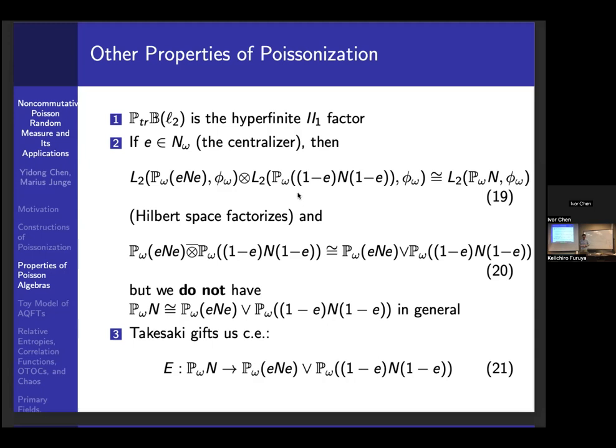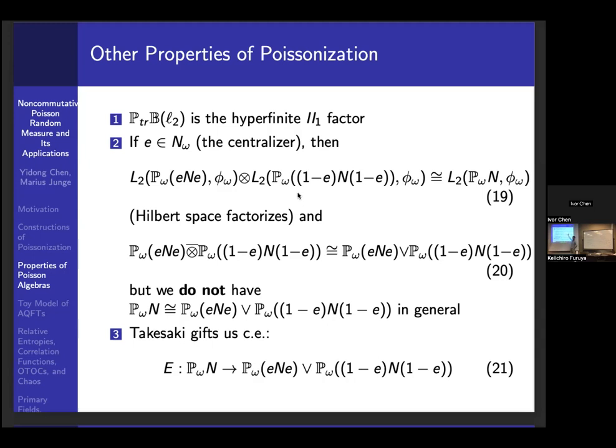Okay, what else? Locality. I don't have time to talk about locality, but this is one manifestation of locality. If I have a projection in my centralizer, okay, what is the centralizer? There are things that do not move under modular automorphism groups. If I have a projection in the centralizer, I can split my Poisson algebra up into a tensor product. The tensor product is the subalgebra generated by both pieces. Somebody would call it split. I would refrain from using that language. On L2 it always splits, okay? On L2 you always have this tensor product equal to the whole piece.